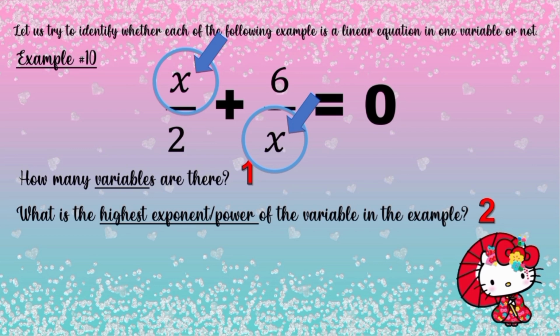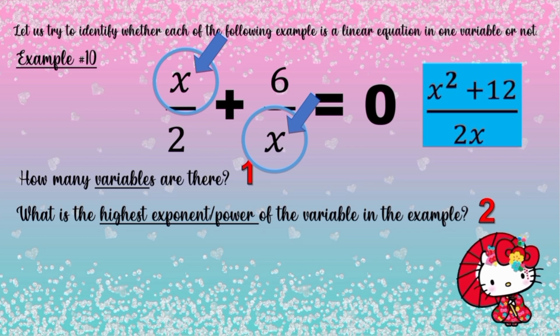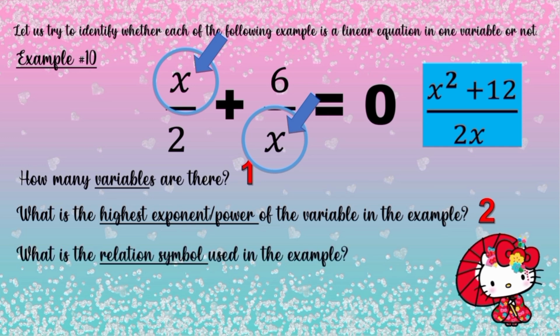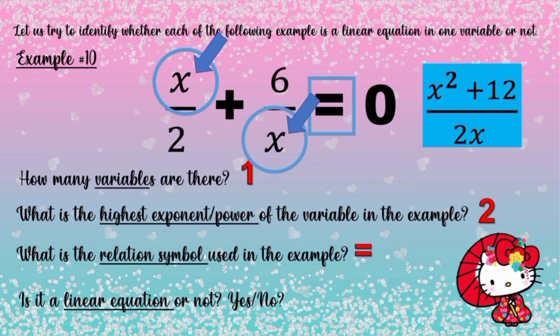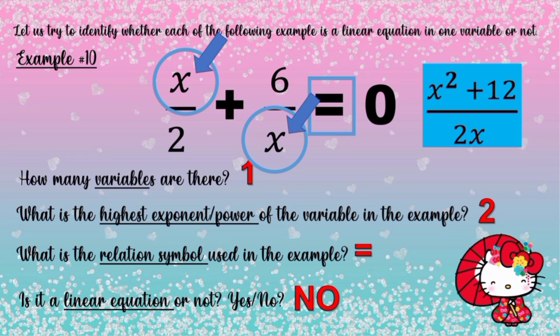First, we need to get the LCD to find the sum. Our LCD is 2x. Changing them to similar terms, we have x squared plus 12 over 2x. So our exponent is 2. What is the relation symbol used in the example? We use the equal symbol. Is it a linear equation or not? Yes or no? No, because of the exponent 2.